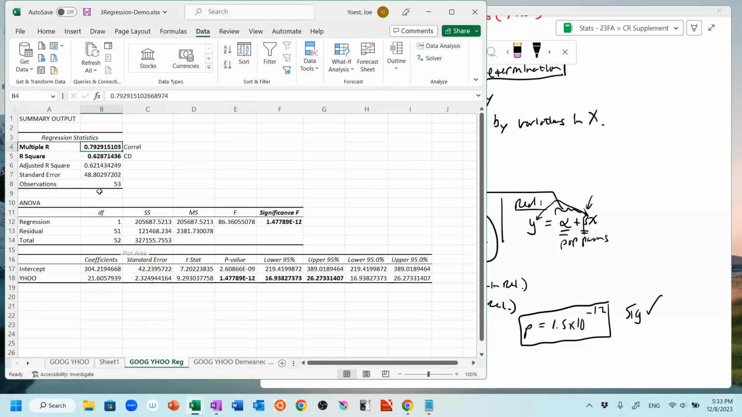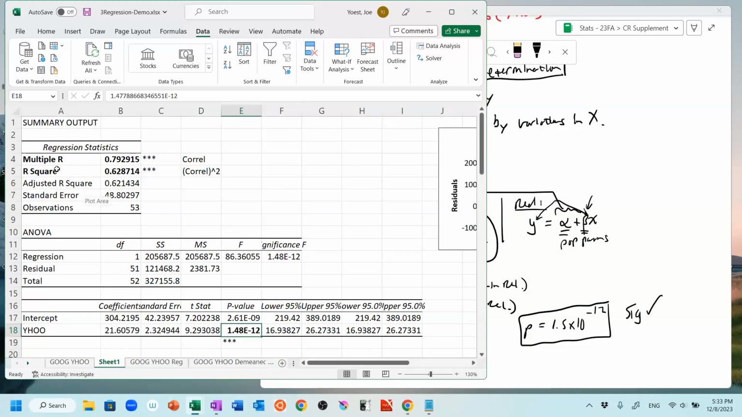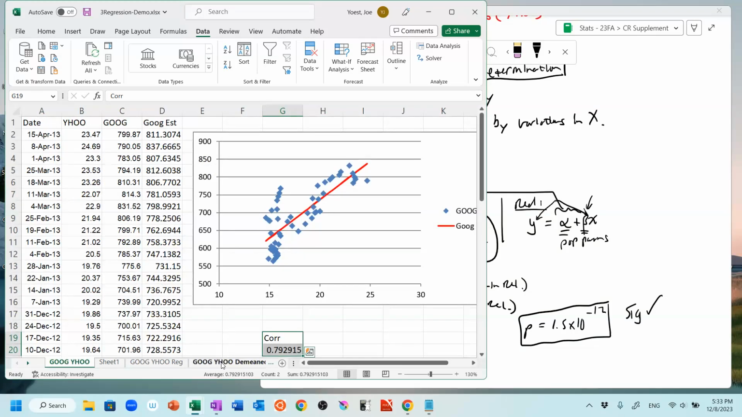Okay, so the Google Yahoo is a good model. We can see that looking at the picture. The picture of the model seems to do a pretty good job of modeling the data. We can see that it has an R squared of 63% or so. It's explaining about 2/3 of what's going on. That's probably pretty good. And a p-value that's highly significant. So we'd be quite happy using this model.